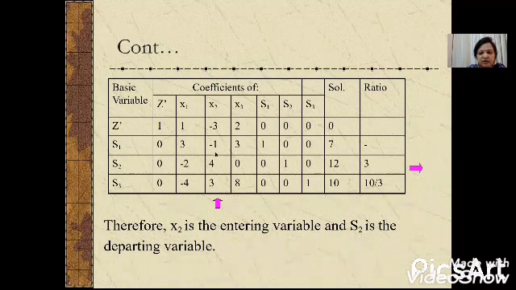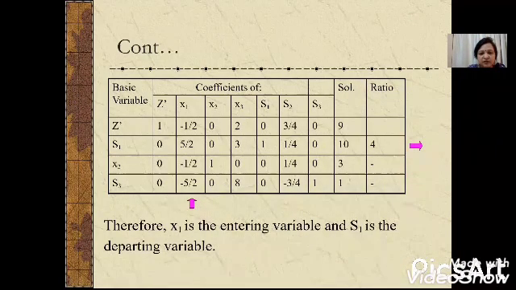Now, the element at the junction of the entering variable and departing variable is 4. So here again we convert this 4 to 1 by dividing this row by 4, and using row operations we convert other elements in this column to 0. So finally we get the new table as this one.